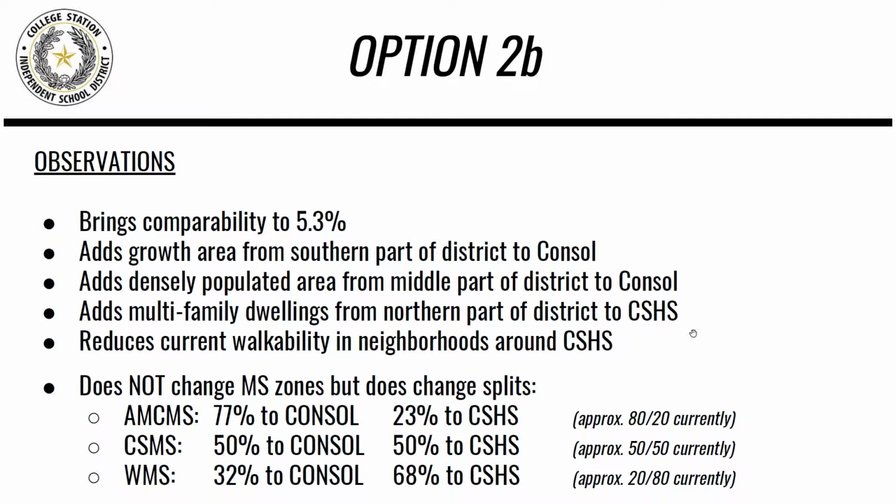So we've had option 1, maintaining the walkability around College Station High School, moving geographic areas from the south. 2A and 2B reduce that walkability, make some movement from the middle of the district and less movement geographically on the southern end. Are you with this so far? All right.